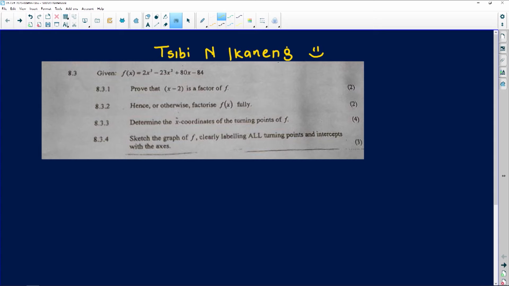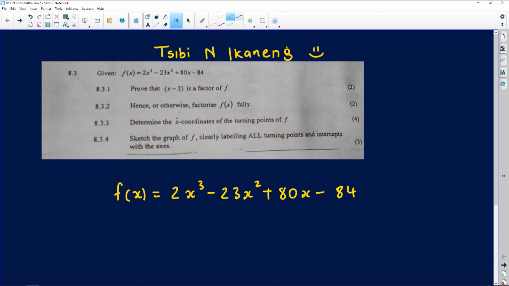Now, the most important thing that you have to take from our shows is the approach to the questions. The concept is what we are behind, not necessarily the numbers, because the numbers are definitely going to change. Questions are going to change, but the concepts are not. So we are given a function f of x, which is 2x cubed minus 23x squared plus 80x minus 84. The first question is asking us to prove that x minus 2 is a factor of f of x.